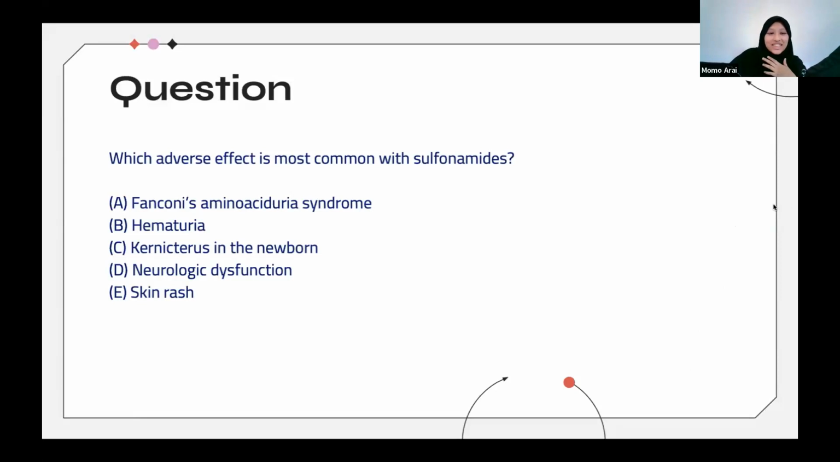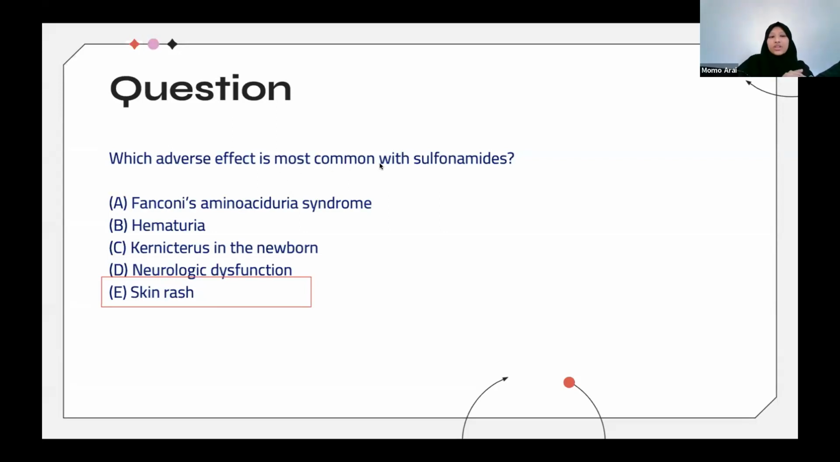Which adverse effect is most common with sulfonamides? So we're moving on to this lecture now. Okay. C. Does anyone have another answer? Okay, I think most of you answered C. The answer is E, skin rash, and I'll explain why. I know in your slides it says both kernicterus in newborn and skin rash. It's good that you know it can also cause kernicterus, because you're right. But the most common with sulfonamides is skin rash.